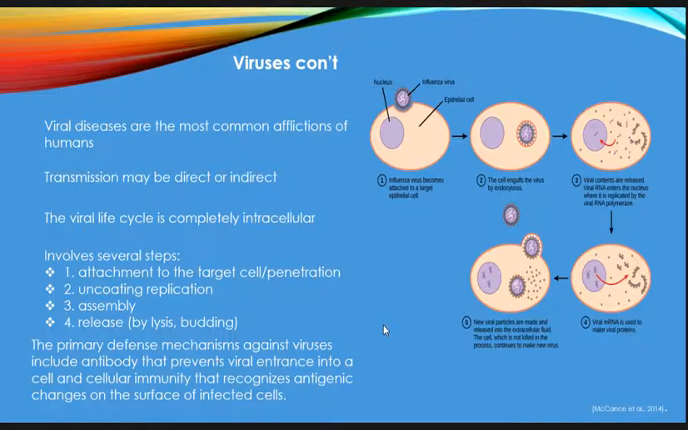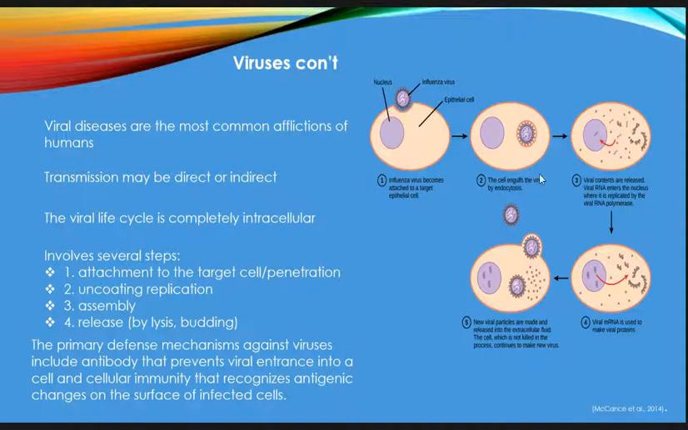There are several steps involved. The first step here is the attachment to the target cell and the penetration. As you can see here, the SARS-CoV is attaching to the outer membrane of the epithelial cell. The second stage is the uncoating or replication, and the third is assembly. These two sort of go together. There's replication and uncoating happening here, and the assembly happening in 3. They're both happening at the same time.